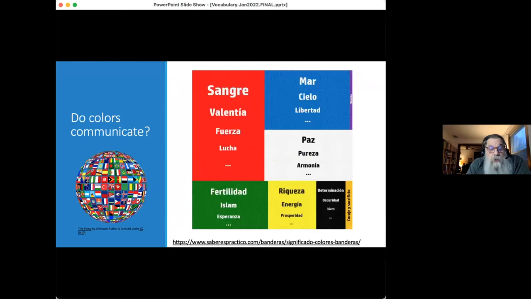And then we can go to the flags of our target language countries. Here's a graphic that compiles the meaning of colors on various flags of the world by frequency of use and frequency of meaning. Again, these use many cognates and allow for some prediction and use of reference resources to verify those predictions about what the colors might symbolize on the different flags. And again, we're using a lot of cognates here and a very simple graphic representation to get across the cultural perspective on why different colors are used in the different flags.